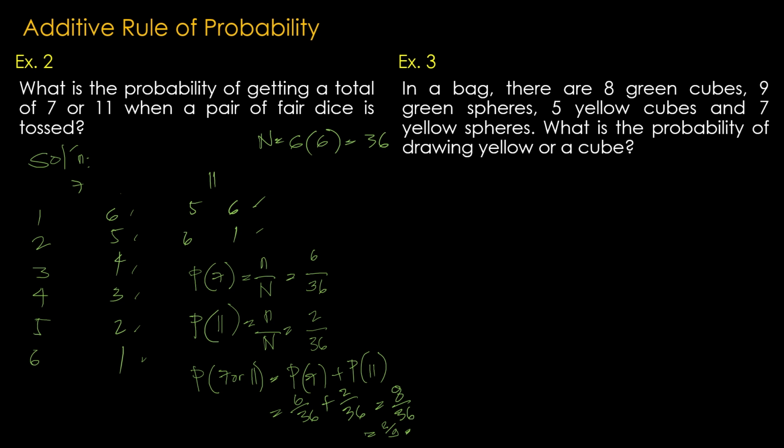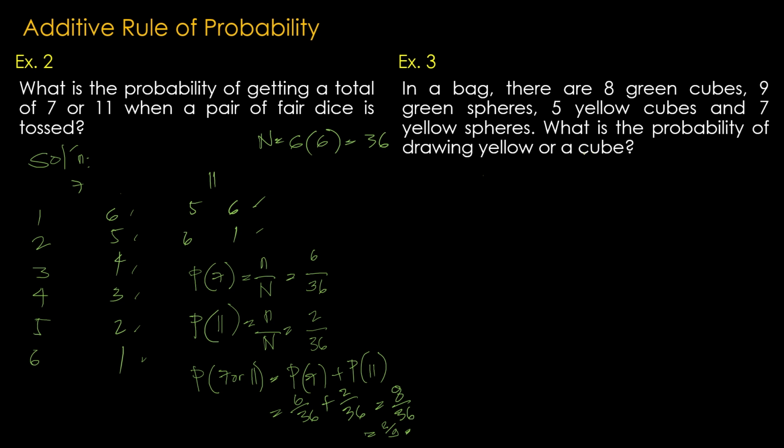What is the probability of drawing a yellow or a cube? Okay, this is similar to example number 2, but there's a little twist here, because we have two different properties for each cube. We have its shape and its color, or the color and its shape. So we can have a yellow cube and a yellow sphere.